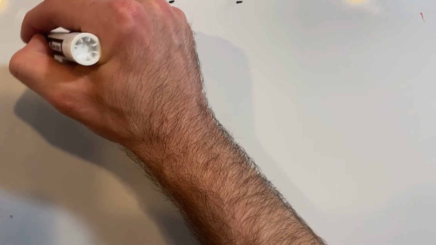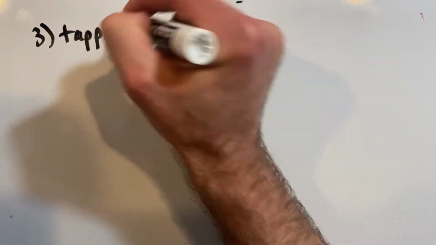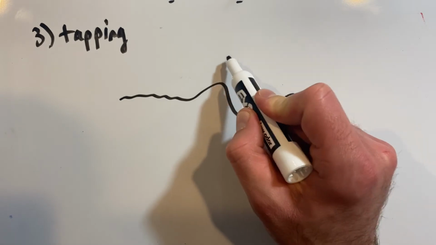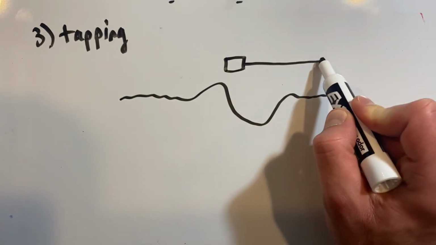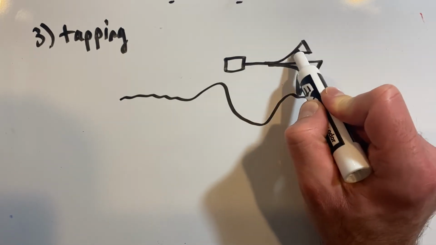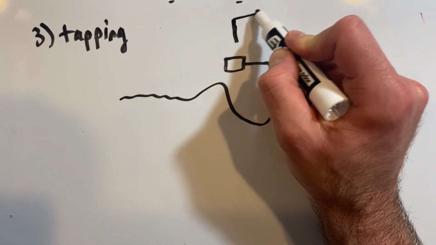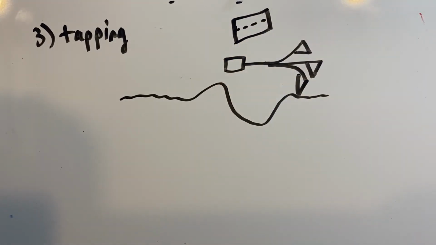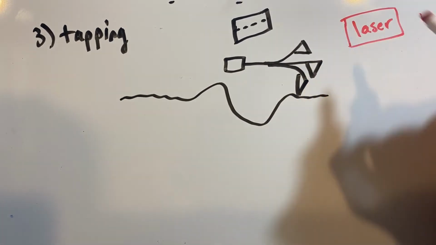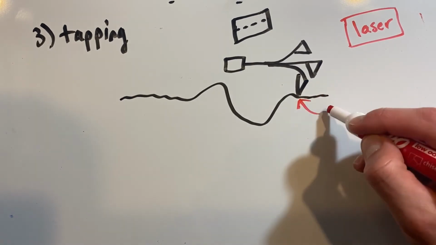The third operating mode, known as tapping mode, is essentially a combination of the first two modes, contact and non-contact. In this setup, the cantilever arm and the tip are placed in a position such that when they do oscillate, at the bottom of the oscillation, the tip does make contact with the surface.